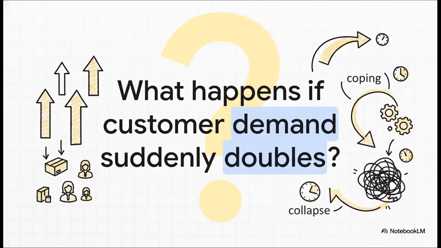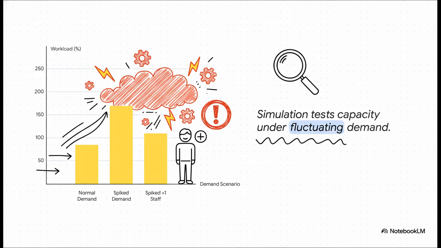It's the middle of the month, things are going fine, and then, boom, customer demand doubles overnight. What happens to your team, to your process? Does it handle it, or does the whole thing just collapse? Well, instead of panicking and guessing, we can run a capacity planning simulation. And just look at this. Under normal demand, our team's at a healthy 85% workload. But when that demand spikes, we jump to a completely unsustainable 170%, total overload. But what if we add just one more person?